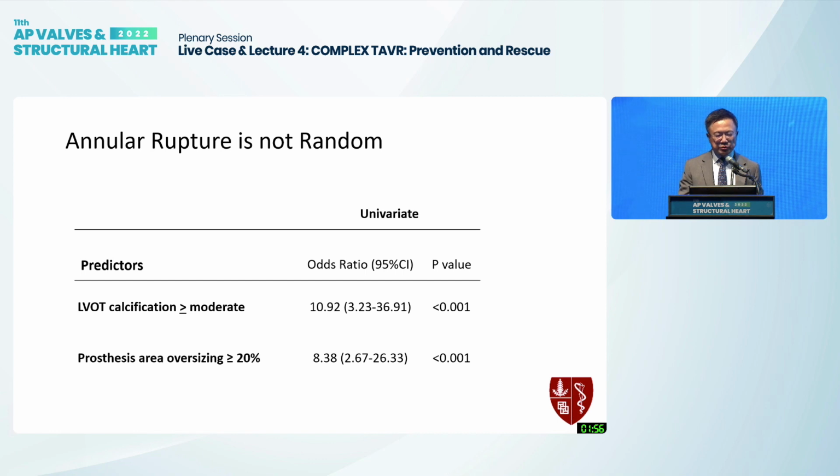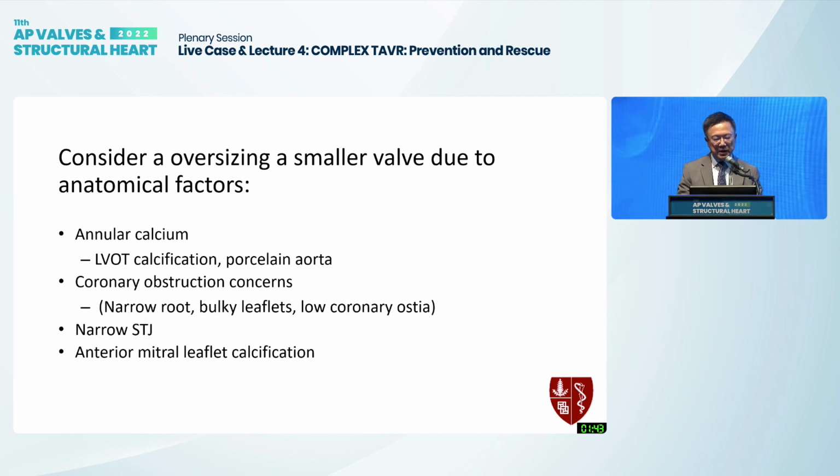So obviously, annular rupture is not random. It's been shown again and again that LVOT calcification greater than moderate increases your odds ratio by 10-fold. And obviously, prosthesis area oversized by 20% is also a risk. So therefore, there are two choices when you're in the border zone: whether you should oversize a smaller valve due to the anatomical factors I just talked about, annular calcium, coronary obstruction concerns, narrow STJ, or also some anterior mitral leaflet calcification that might cause some harm to that leaflet.